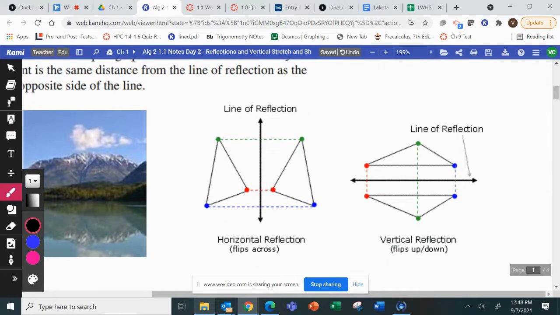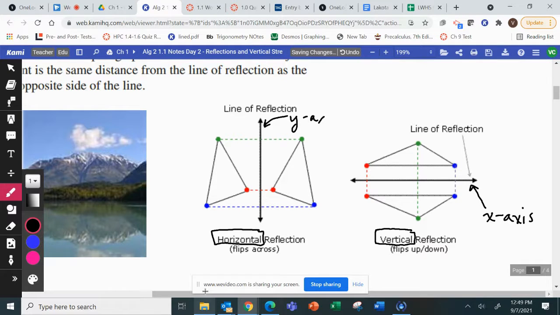And then here's two pictures. The first one would be a horizontal reflection, and the second picture is a vertical reflection. The vertical flips up and down, but the line of reflection for the vertical is the x-axis. And then for the horizontal reflection, that flips left or right because it's horizontal. I'm making up words today. Horizontal, but the line of reflection is the y-axis.